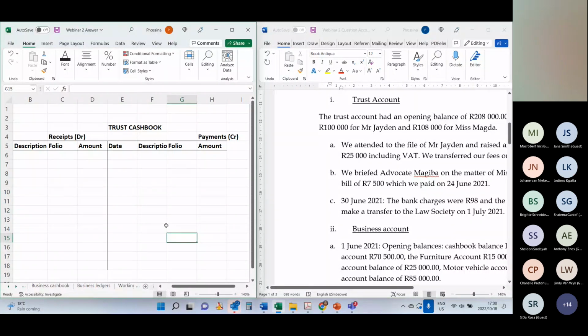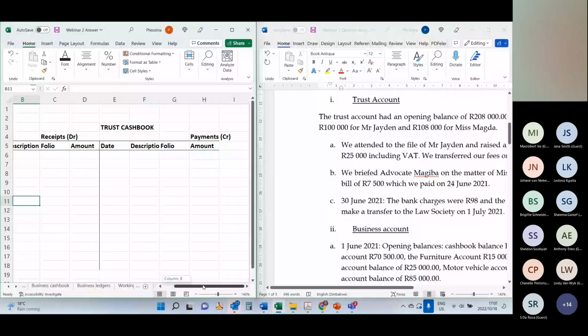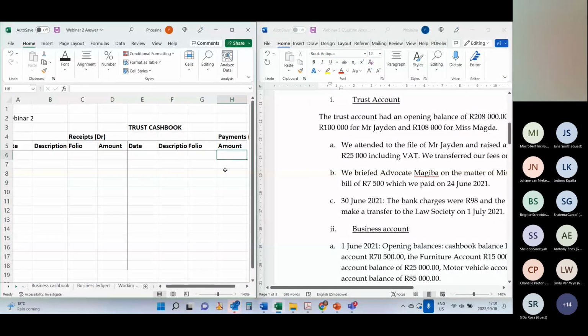So I was just trying to come up with our template of our trust cash book. This is how we come up with our template, and it's the receipt side and the payment side. I know now you know how to do this. And then we've got an opening balance, which is 1 June 2021.